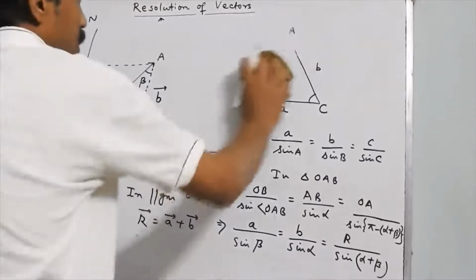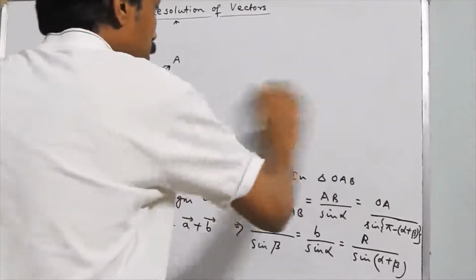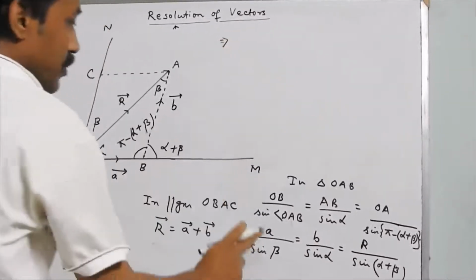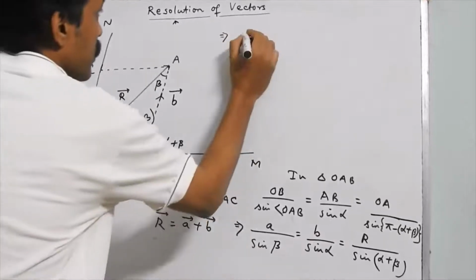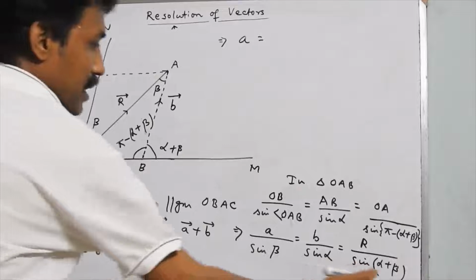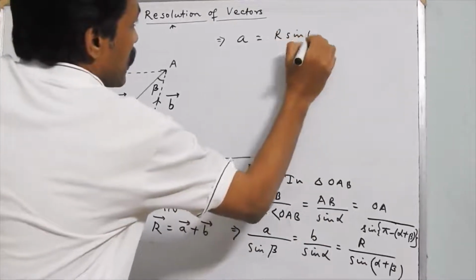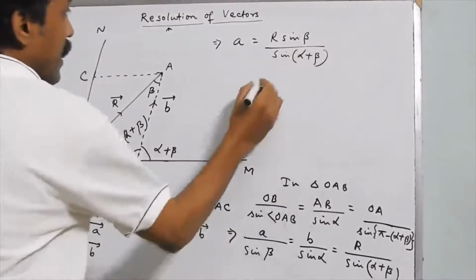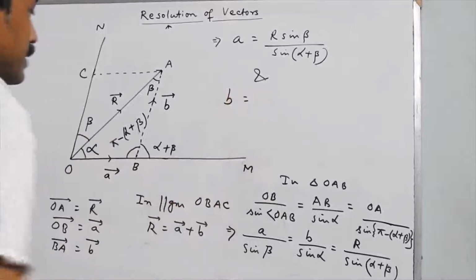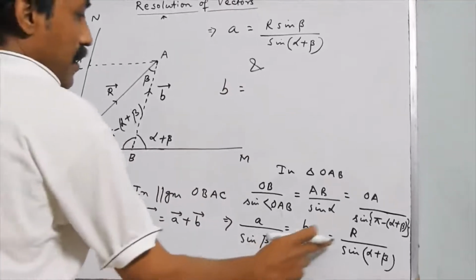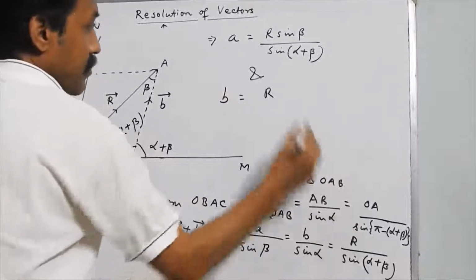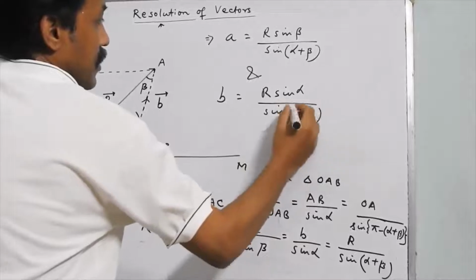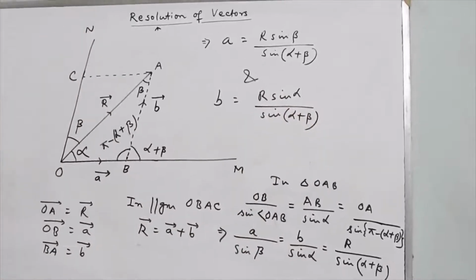So if I omit this and continue, what I get is R equal to, or if we want to move A and B, so A equal to R sine beta by sine of alpha plus beta, and B another component, that is R sine alpha will be multiplied with R by sine of alpha plus beta. So we have determined the magnitude of the components of R vector.